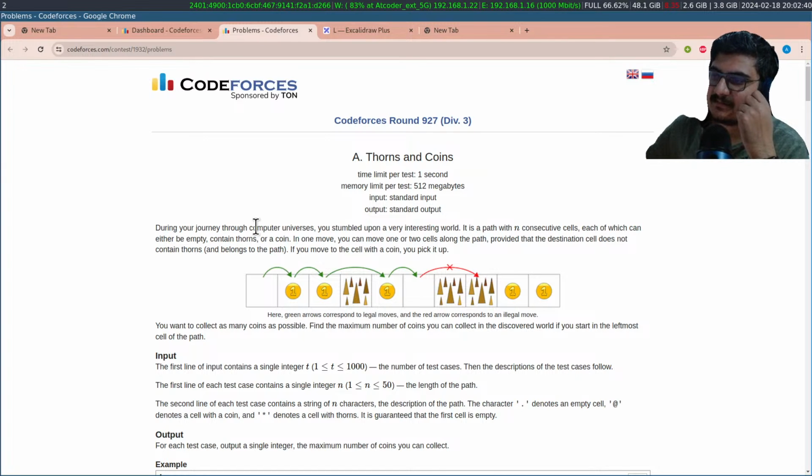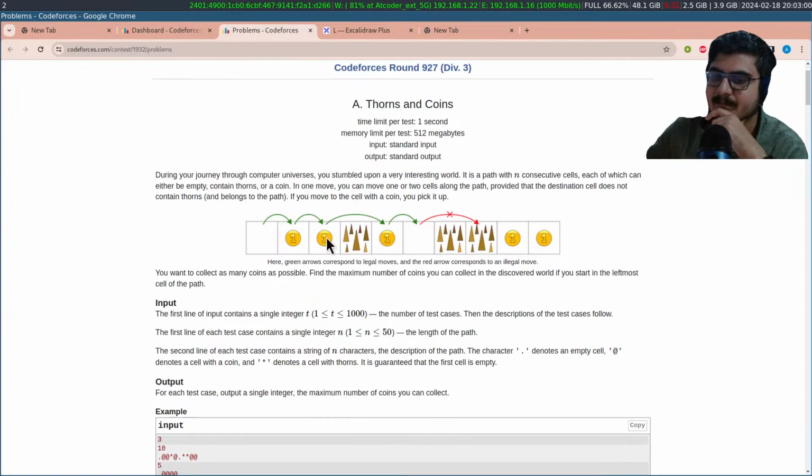During the journey through computer universes, you stumbled upon a very interesting world. It is a path with n consecutive cells, each of which can either be empty, contain thorns, or a coin. In one move, you can move one or two cells along the path, provided that the destination cell does not contain thorns and belongs to the path. If you move to a cell with a coin, you pick it up. You want to collect as many coins as possible. Find the maximum number of coins you can collect in the discovered world if you start in the leftmost cell of the path.